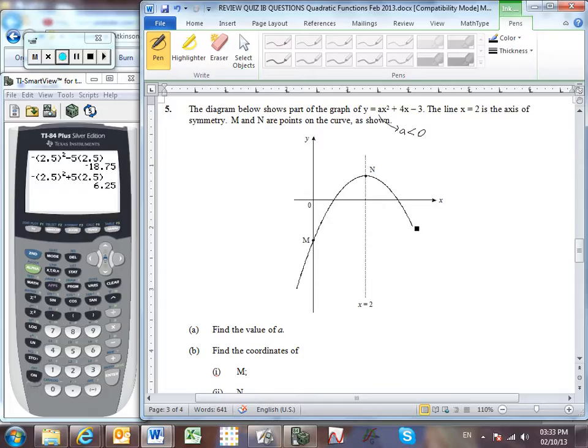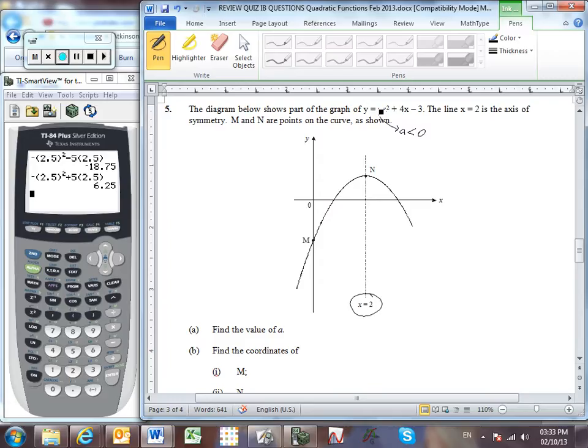The line x equals 2 has been given as the axis of symmetry, and m looks like it's the y-intercept, and n looks like it's the vertex, which in this case is a maximum because it's a downwards facing parabola. Alright, part A says let's find the value of a. We need to find this value right here.